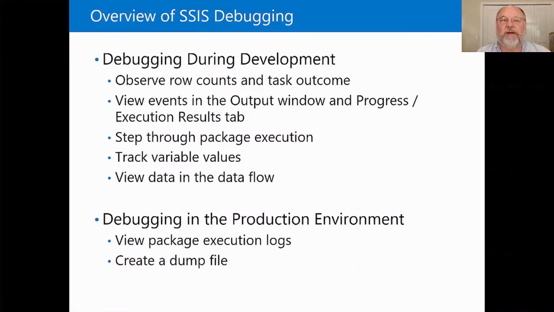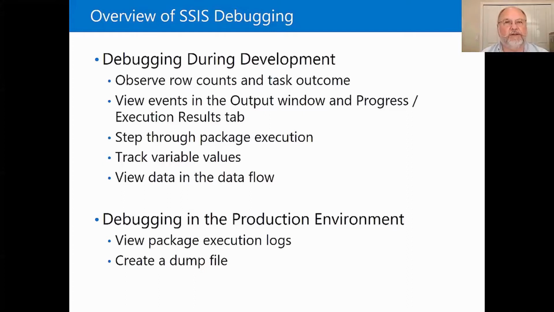We're talking about debugging during development time, not during runtime. We'll talk later about what to do about troubleshooting things that happen during runtime, but for this, we're talking just about the development environment. There are several things that can happen. First of all, you can check the number of rows that have come through in the data flow path. So you can look in the data flow tab and see how many rows are coming from one task to another. And often that will be a red flag.